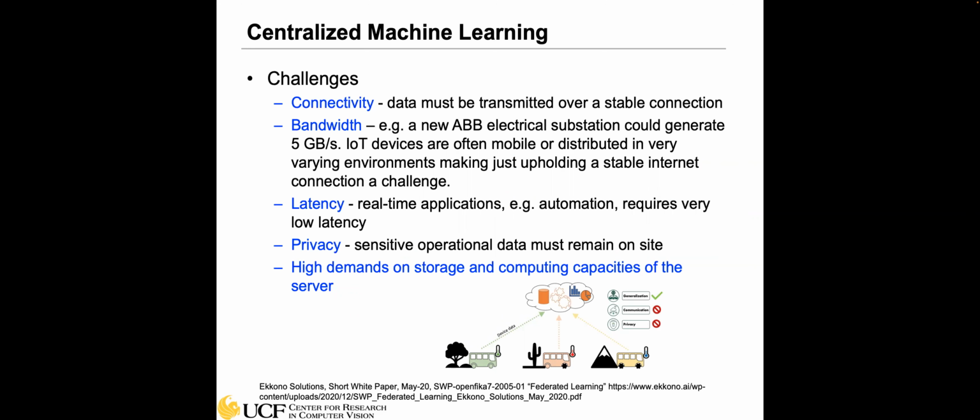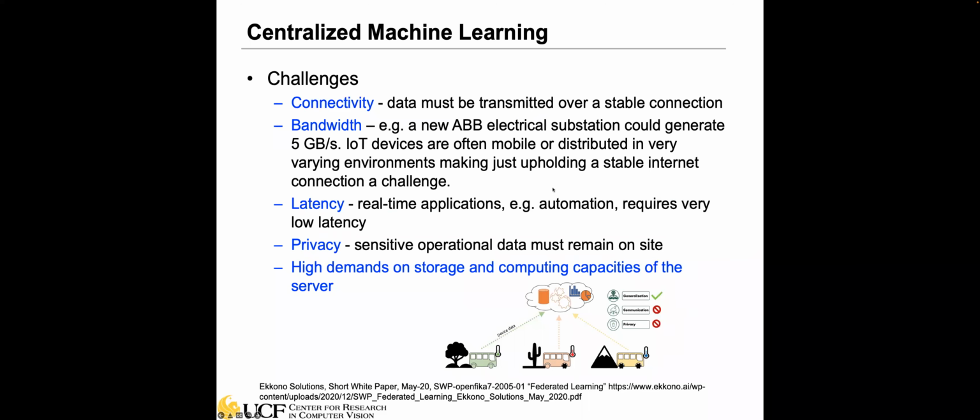So first is the connectivity. Because we are trying to harness the big data distributed on distributed devices, the data has to be transmitted over a stable connection. We want to send the data to the cloud, so it relies on a very stable connection. But in a lot of places, maybe in developing countries, we don't have a stable connection. Then this could be a problem, you are not able to send your data to the cloud.